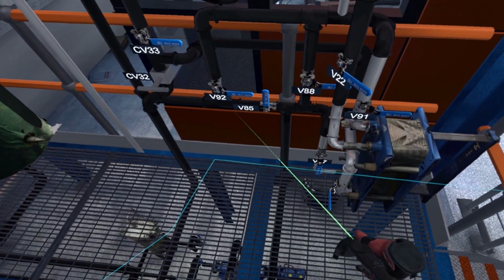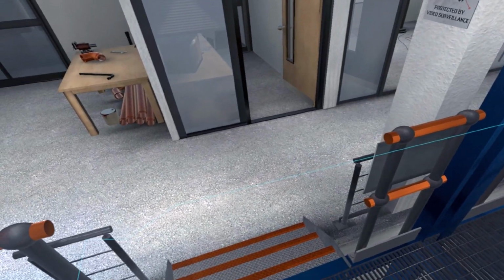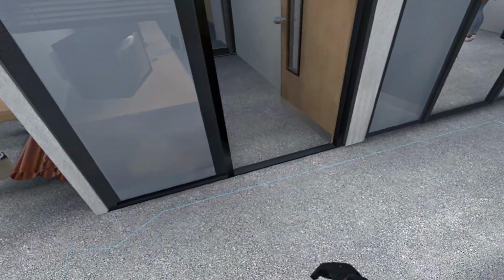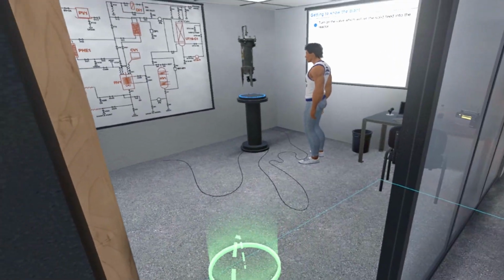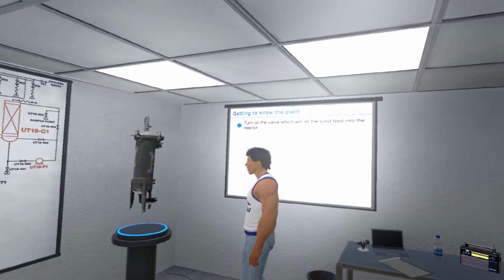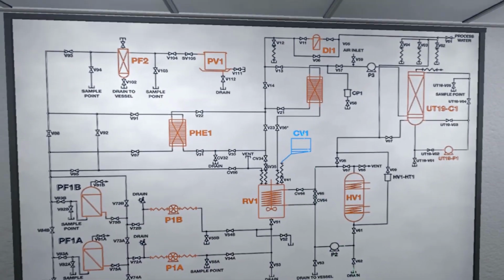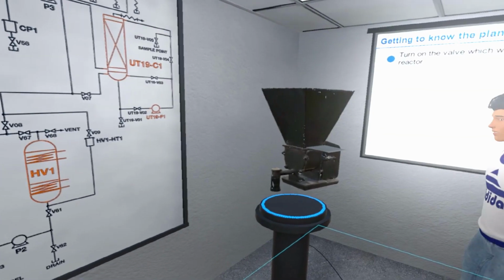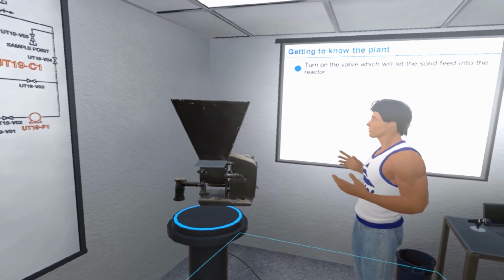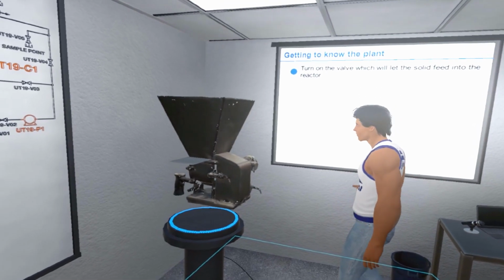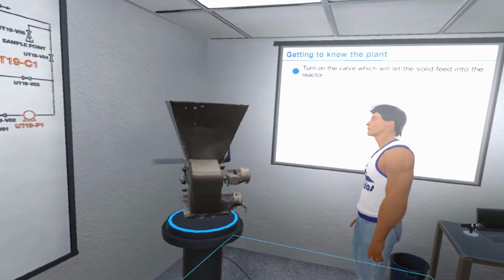Well done. Perfect. Now for the last task. Come back to the lab. Turn on the valve which will let the solid feed into the reactor. This is the reservoir for the feedstock, and it provides a constant solids feed into the reactor. It contains a mixer, which mixes the solid feed.